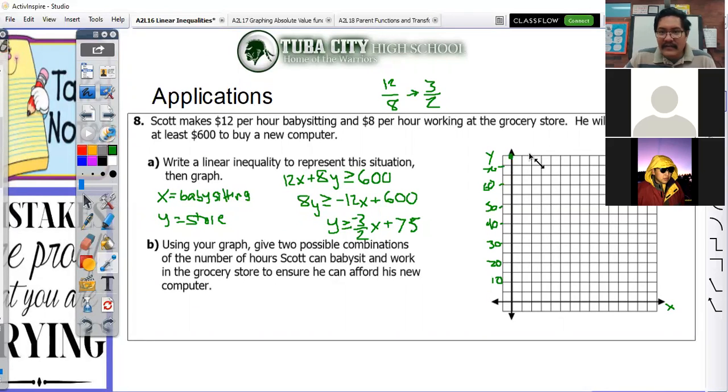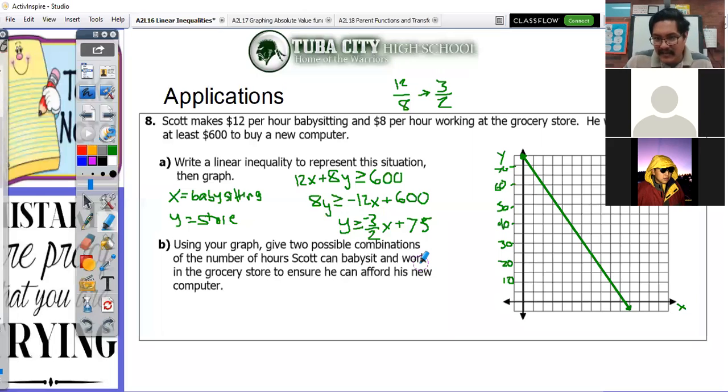And let's go ahead and graph it. So I need to go down 3 over 2. Wait, is it down 3 over 2? Yeah, down 3 over 2. Down 3 over 2. There we go. I think, close enough.